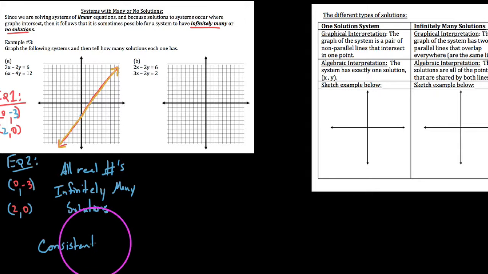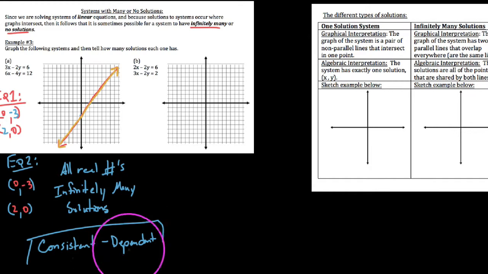When you hear me say a consistent system, it means it has at least one solution, but we're also going to refer to these as being dependent. The reason I think of this as dependent, this is how I remember it, is they live together. They depend upon one another.